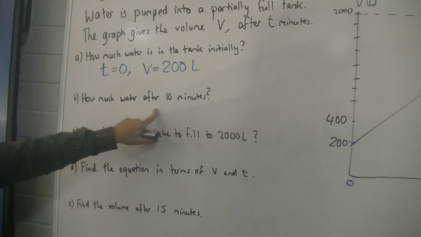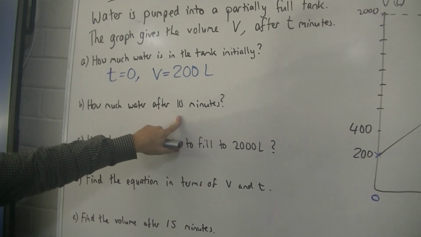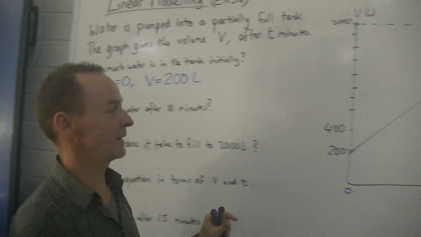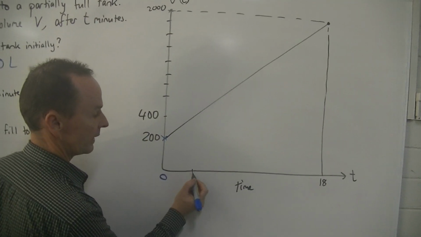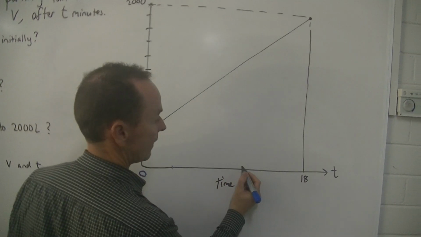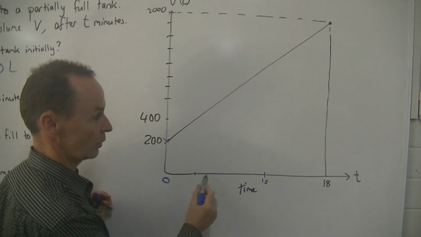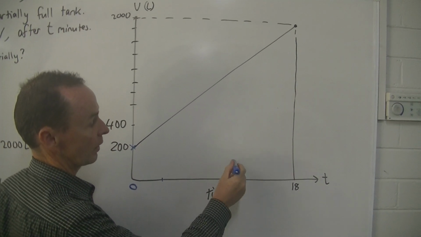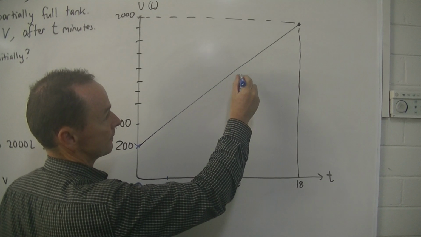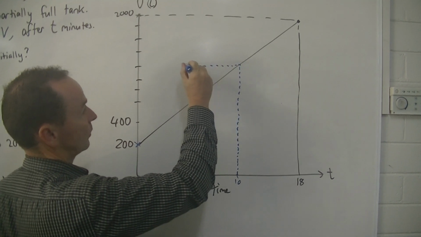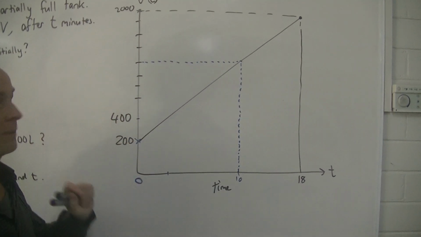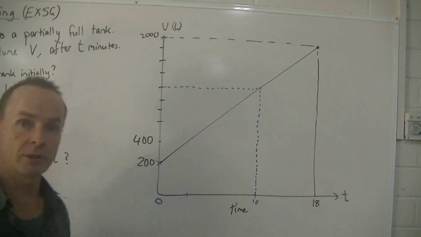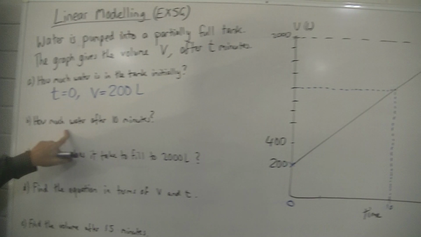How much water is in the tank after 10 minutes? And it says do this from the graph. Unfortunately, I didn't put in all my increments. So what we need to do is go across here and find where 10 is. So we look at 10. You can do this yourself from the textbook. We go up until we hit the graph like that, and we move it across. And because I rushed and did this quickly, I don't have the value there. So you read off the value, and it's as simple as that. So I can't fill that one in.